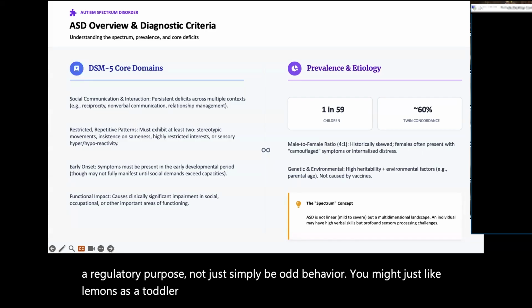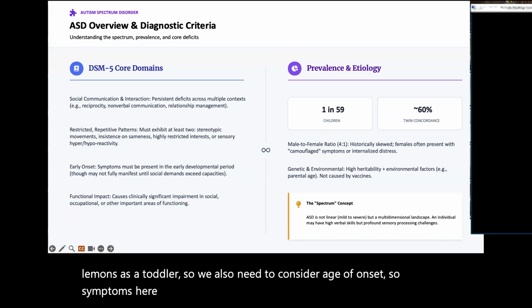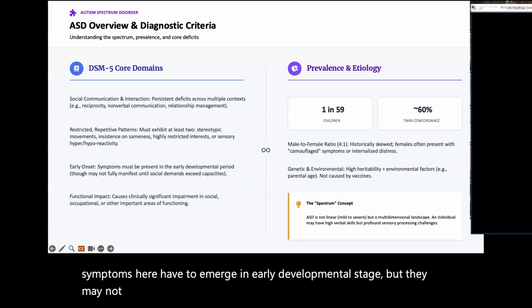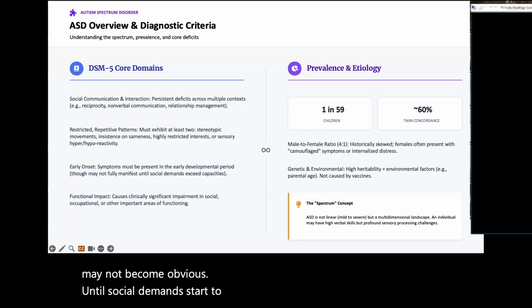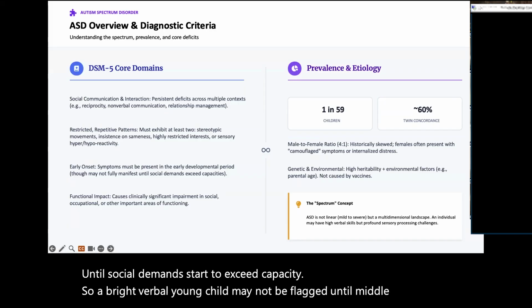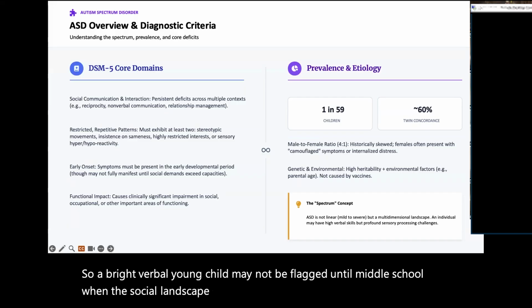So we also need to consider age of onset. Symptoms here have to emerge in early developmental stage, but they may not become obvious until social demands start to exceed capacity. So a bright, verbal young child may not be flagged until middle school when the social landscape becomes too complex to mask.